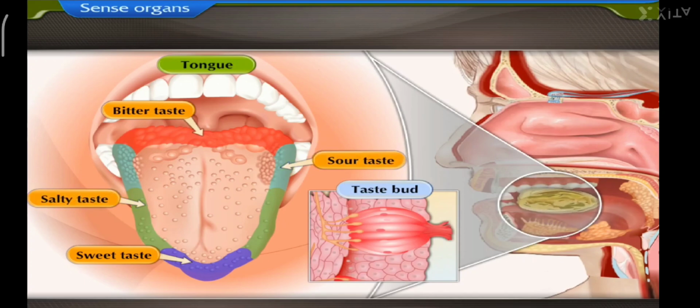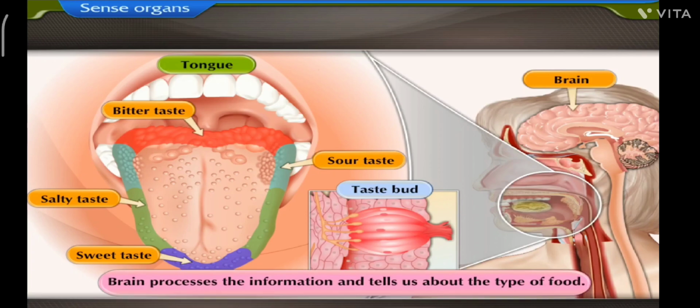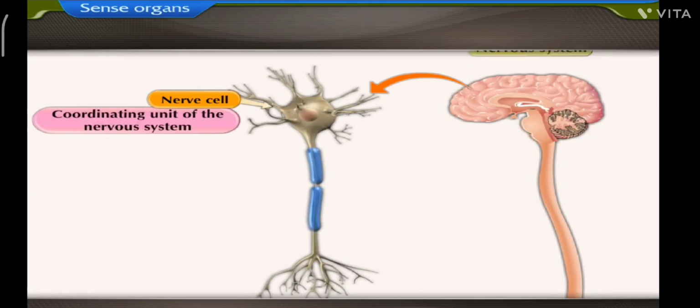The taste buds on the tongue transmit the information about the different tastes in the form of a message to the brain. The brain processes the information and tells us what type of food we are actually eating. The nerve cell is the coordinating unit of the nervous system. Let us now study the structure of a nerve cell and the conduction of impulses through nerves.